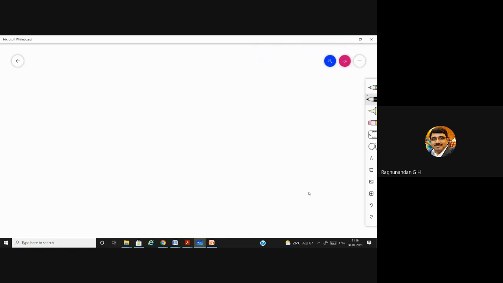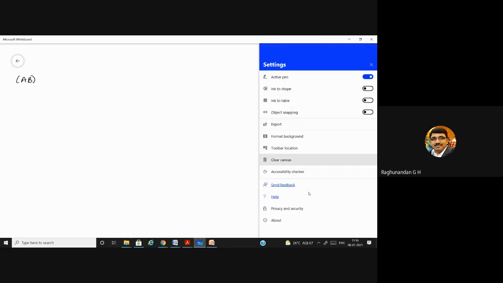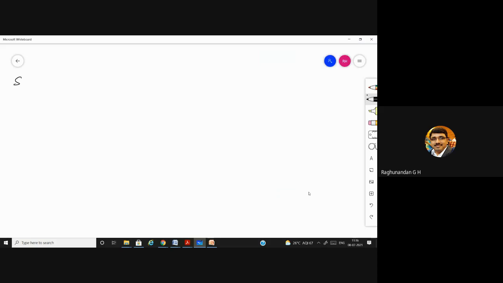Okay. Now let us solve the problem. The first one, simplify (A plus B) into (A plus B bar) into (A bar plus B). So that is equal to (A plus B), (A plus B bar) into (A bar plus B). You can multiply these two first, or you can multiply these two first.